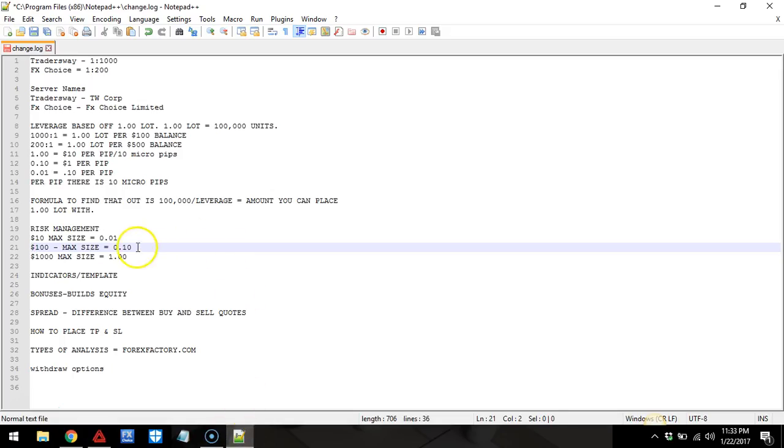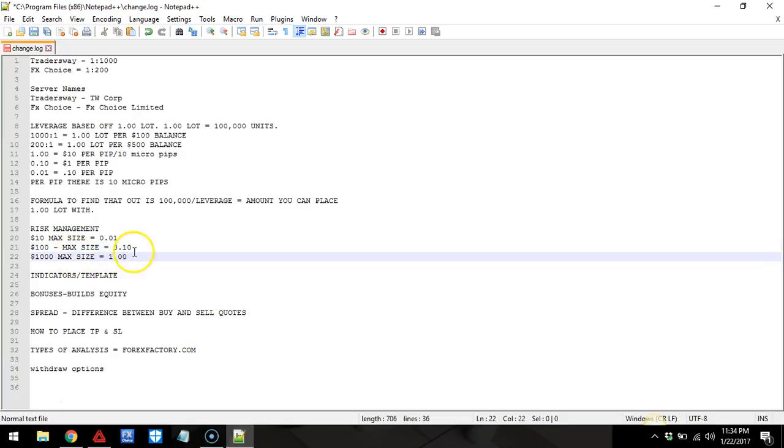Alright, so like I said, with $100 you only want to do 0.10, so you have enough room for the market to actually play itself out, in case you do get into drawdown. A drawdown is when the trade goes against you, when you're negative in the trade. So it could withstand that and let the market play out.